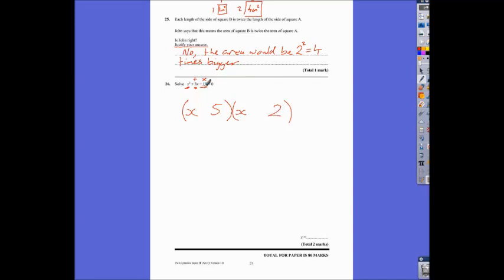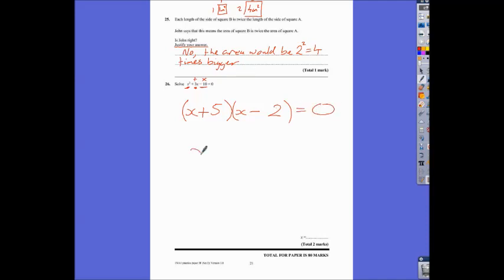Now, because we want minus 10, one of these is going to have to be negative and one's going to have to be positive. And because we want plus 3x, we want the bigger number to be positive. So it's going to be plus 5 and minus 2. Now just to check that, x times x is x squared, minus 2x plus 5x gives us plus 3x, and then minus 10. So that's correct. And that's equal to 0.